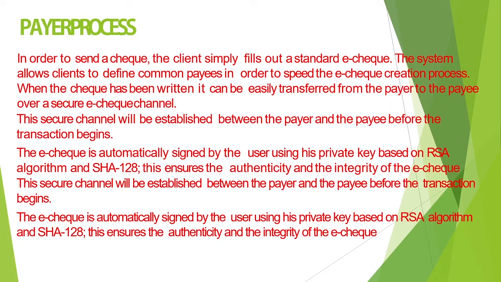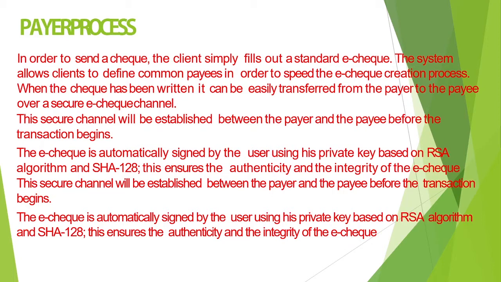Okay, so the payer process. In order to send a check, clients simply fill out a standard e-check. The system allows clients to define common payees in order to speed up the check creation process. When the check has been written, it can be easily transferred from the payer to the payee over a secure e-check channel. SWIFT is one channel used by banks to pay international payments, so that is one way to transfer money to international traders. Here e-check is also helpful, as it is prepared and developed to transfer money from one account to another.